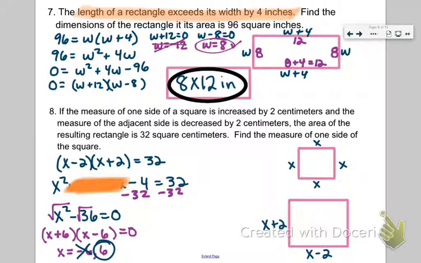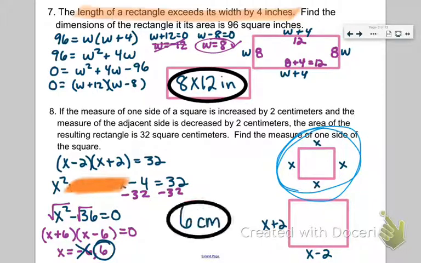So it says find the measure of one side of the square. Our square has just side x, so we don't need to plug 6 back in anywhere, because the side of the square is x, and we just found out x is 6. Final answer, 6 centimeters.